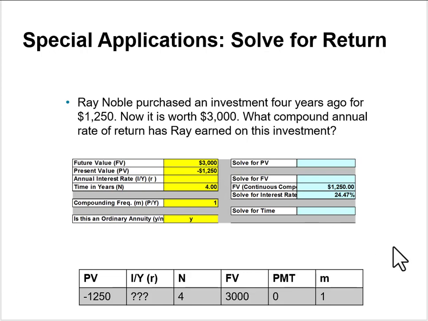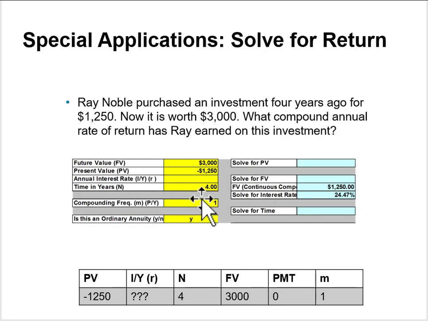So let's look at some other typical problems we can solve for. We can solve for rate of return, or you could talk about the growth rate, right? So we purchased an investment 4 years ago for $1,250. It's now worth $3,000. What's the compound annual rate of return that they earned on this investment?